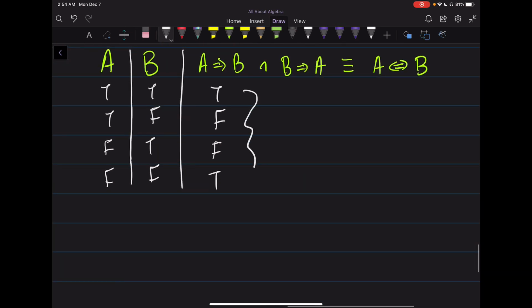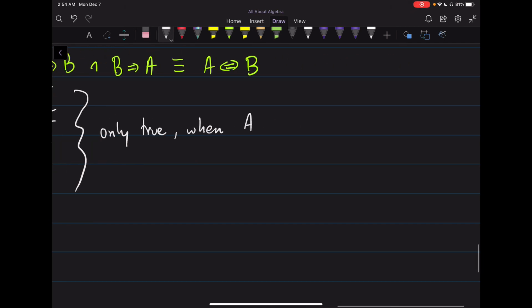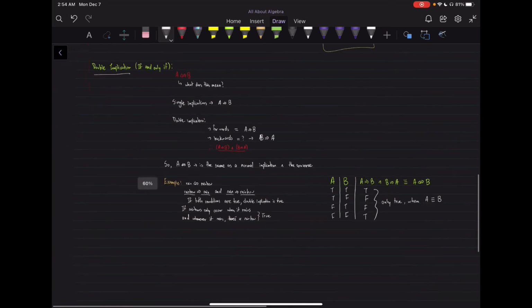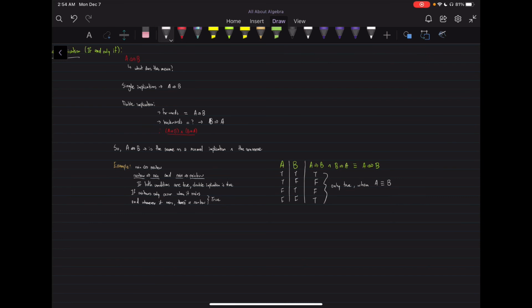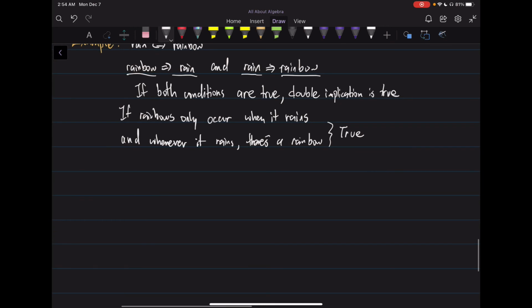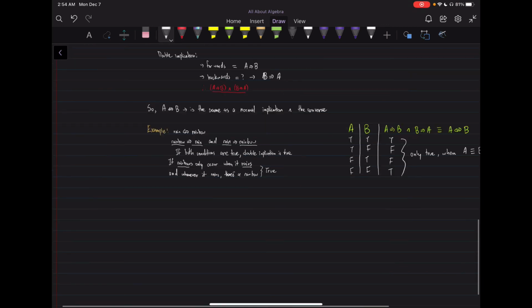So it's only true when A is logically equivalent to B. And that might be very useful, because only when B and A are both true, it will be met. So in this case, it would be if there's a rainbow and it rained, it would be true, right? So it's only true if either there was no rainbow and it didn't rain, or it rained and there was a rainbow. So both conditions must be met.